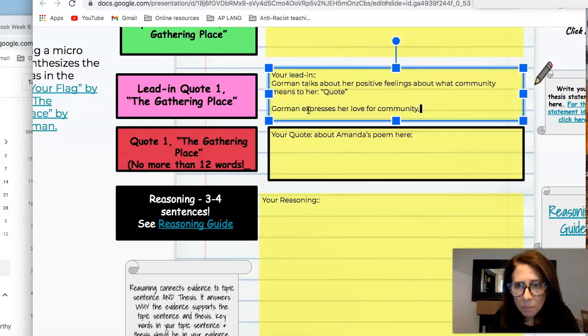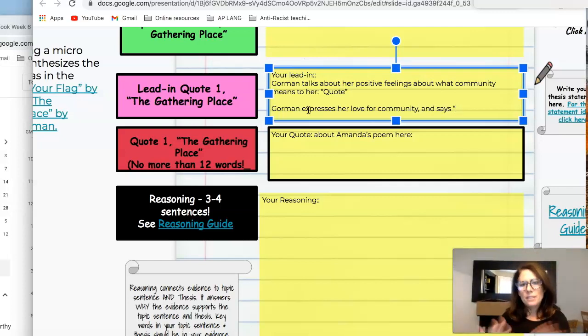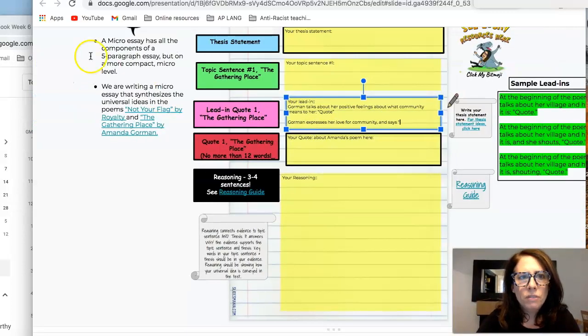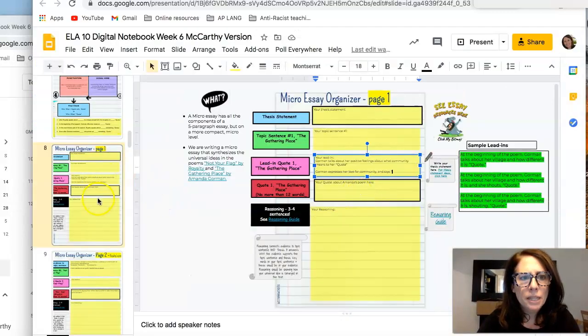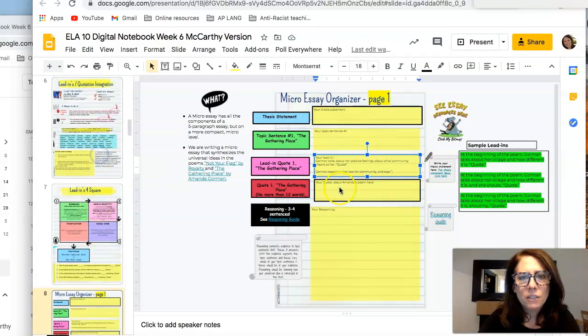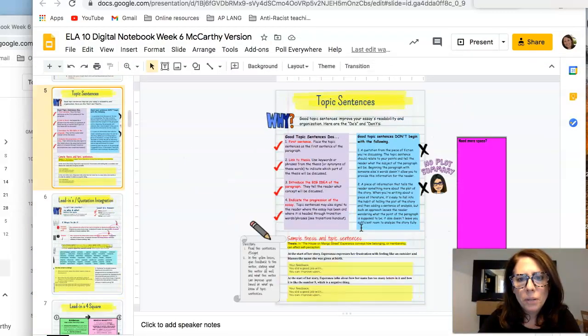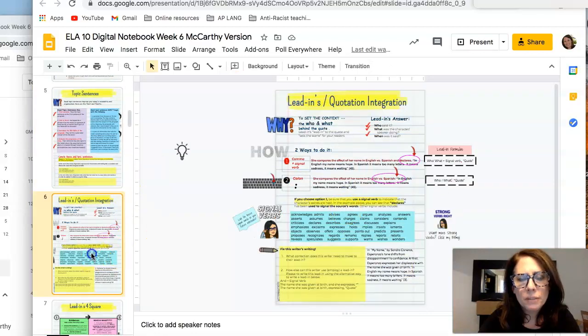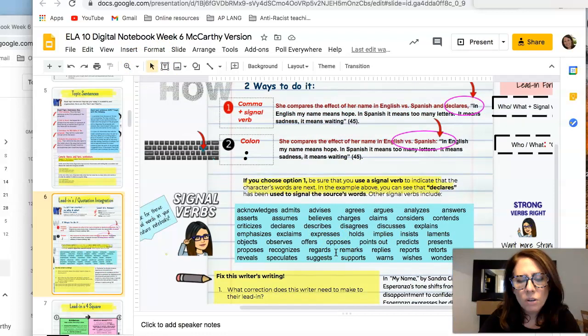So I'm going to do a comma. I'm going to say "and says," but I know that "and says" is not what I'm supposed to do. Where do I find my vivid verbs for my lead-ins? Go back to page 6, your lead-in page. I'm going to pull out one of these in the aqua blue box. I'm going to zoom into 50%. I've already used "expresses" in my lead-in statement. I don't know, it explains, agrees. She's not arguing. It's positive.